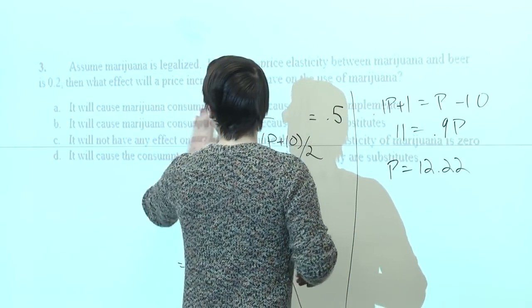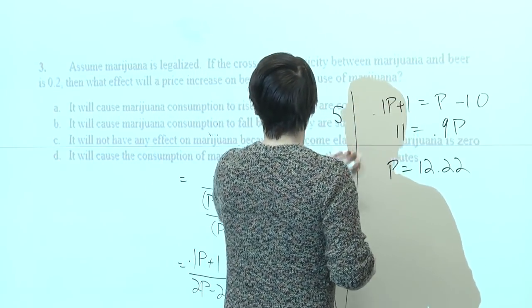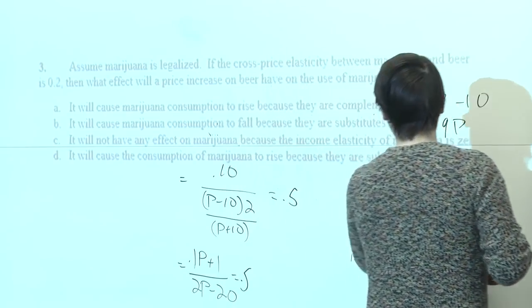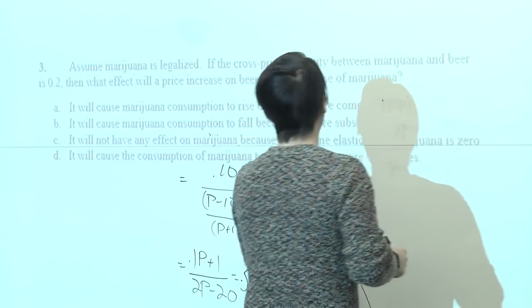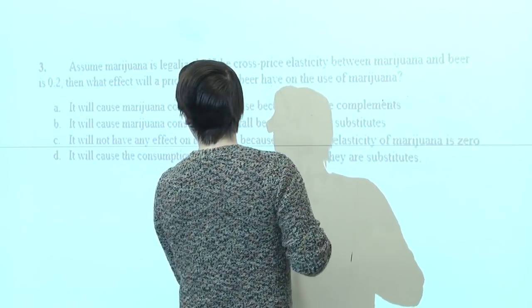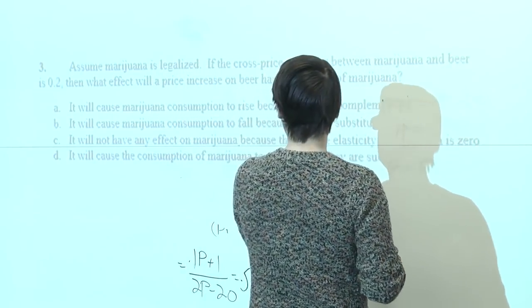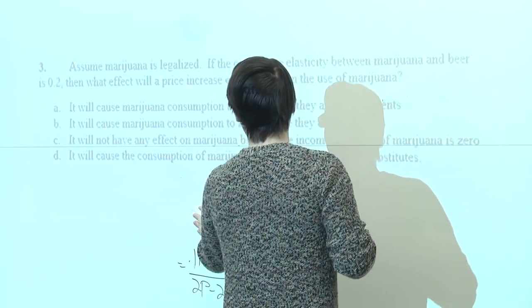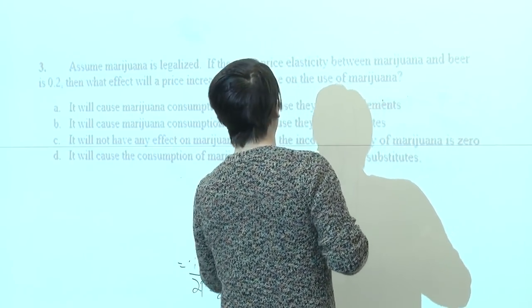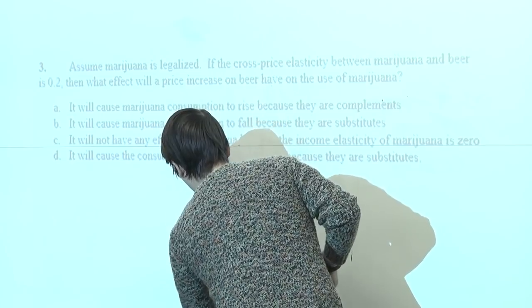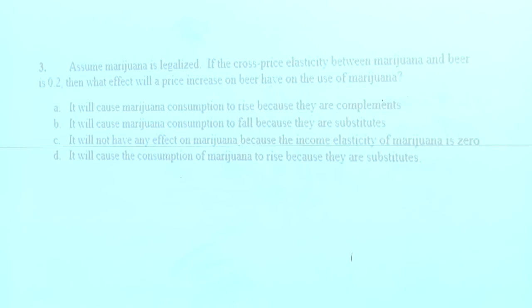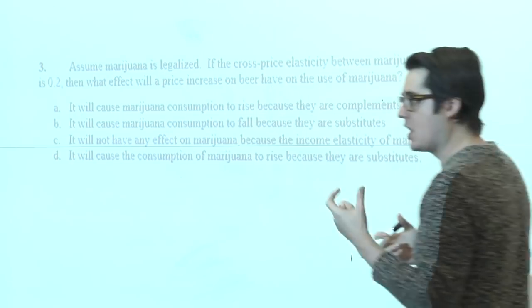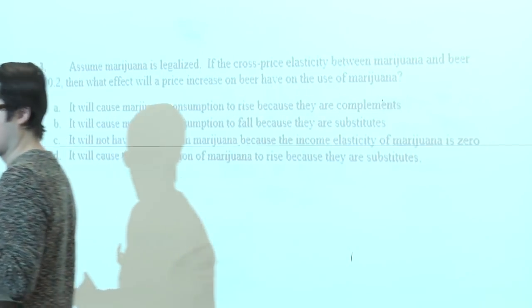All right, question 3. Assume marijuana is legalized. If the cross-price elasticity between marijuana and beer is 0.2, well, then what effect will an increase in price of beer have on the use of marijuana? Okay, so the cross-price elasticity is 0.2. So what do we know about those two products?